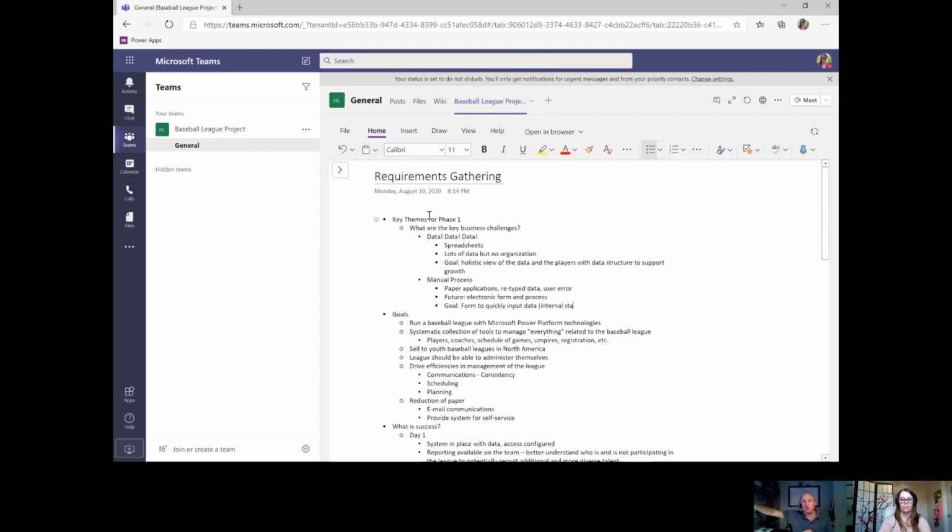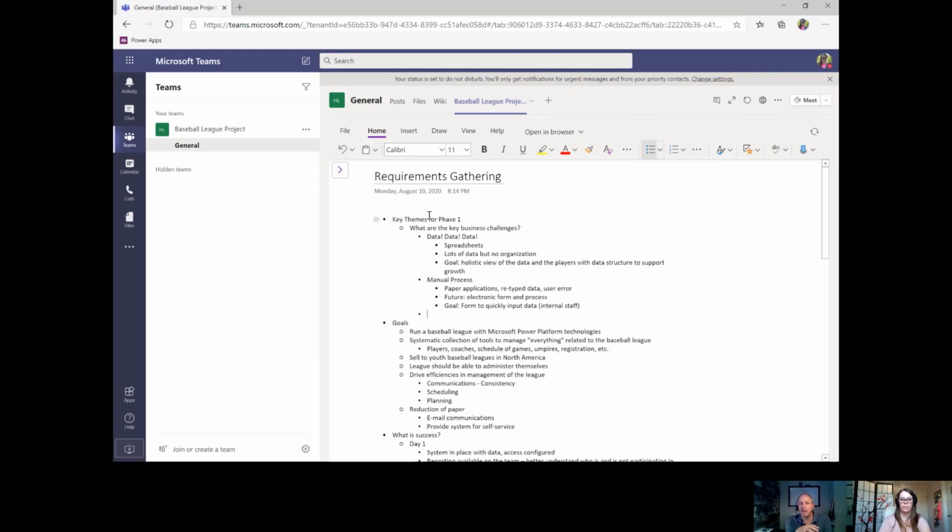I think, again, the end goal is probably let's not have our own staff do it. Let's let people input that data themselves. But from a starting point, and not trying to bite off more than we can chew, let's just make it easier for our own staff right now.